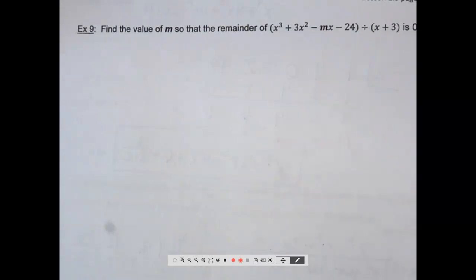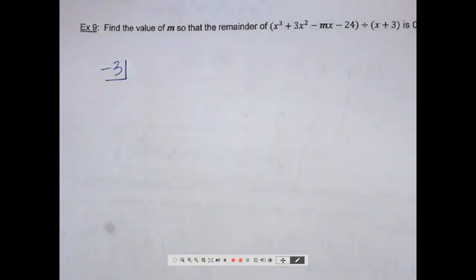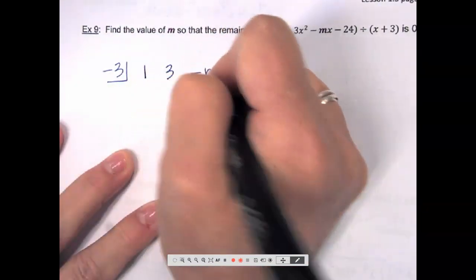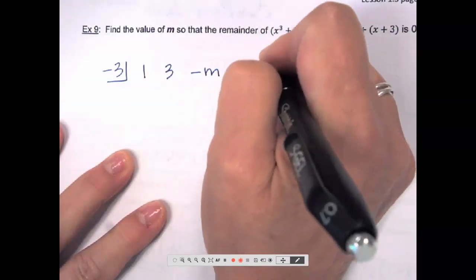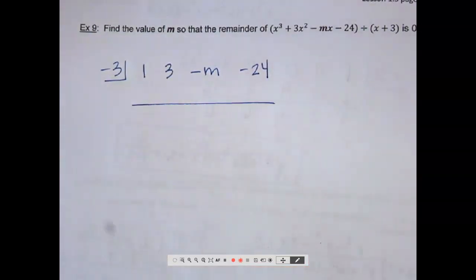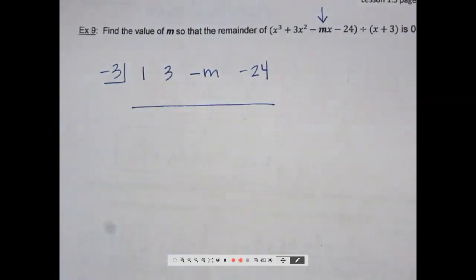Okay, can I set up synthetic division on this? Yes. Okay, what number goes in the little shelf, I guess we might call it? Negative 3. Okay? Now, let's set up everything else. Our 1, our 3, negative m, and negative 24. Okay, who has a question? Because that is our coefficient, and that's what we're going to try to figure out. What is m? Wait, so we're finding m.